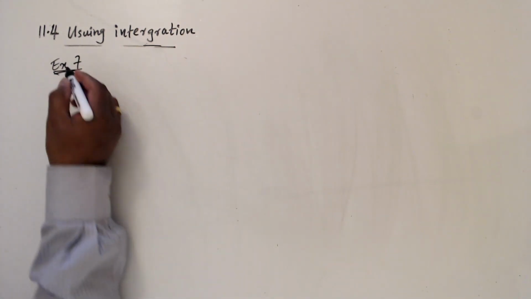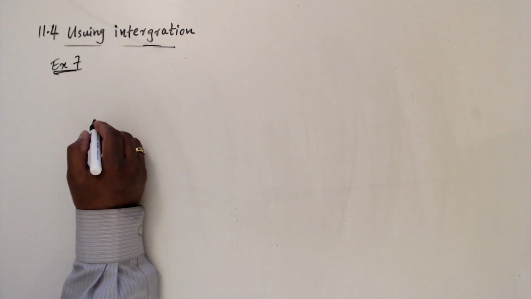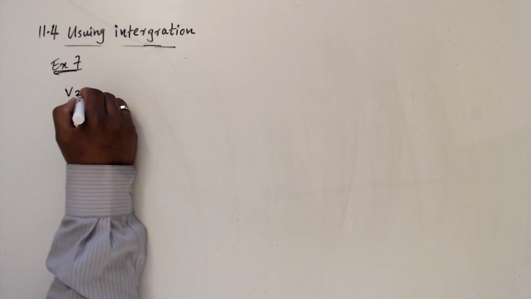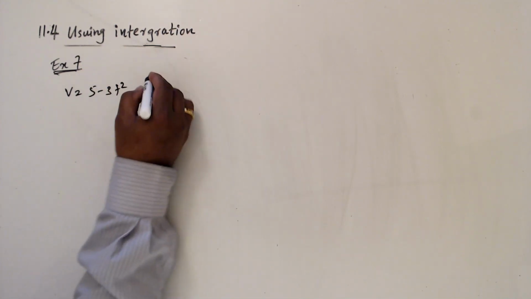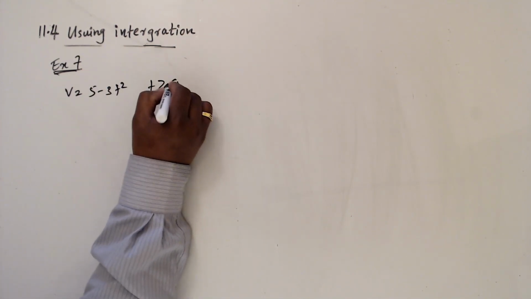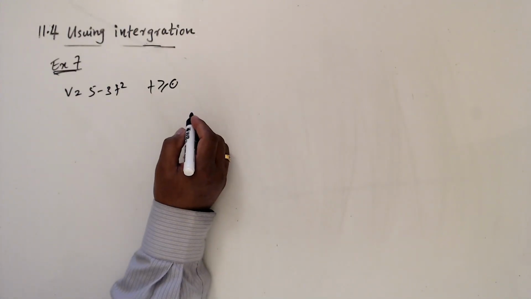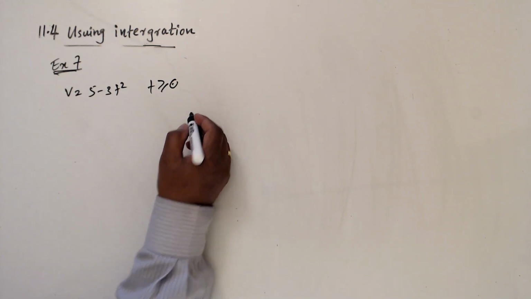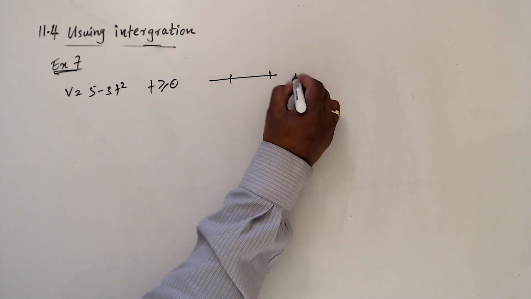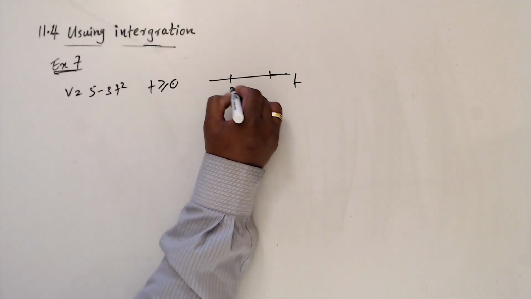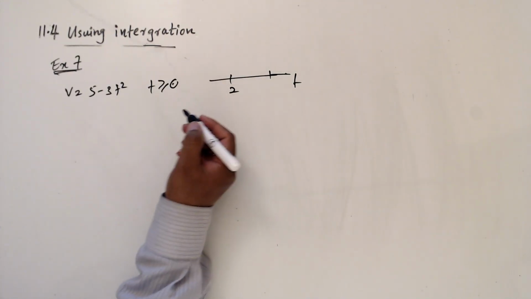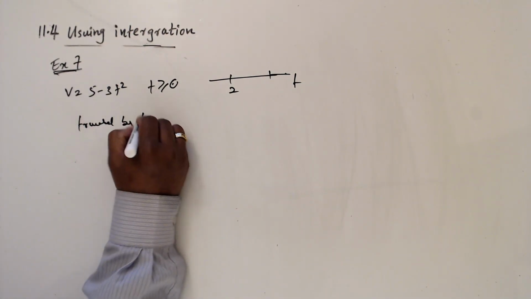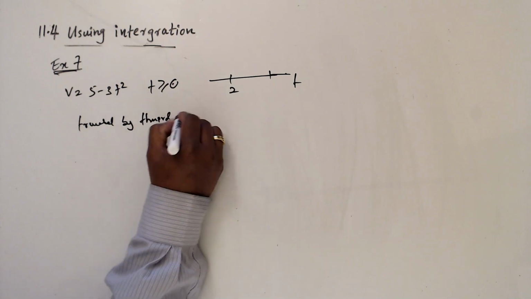Let's discuss example 7. The graph is given: v equals 5 minus 3t square, t greater than or equal to 0. And we need to find the distance. So this is the t axis, the distance traveled in the third second.